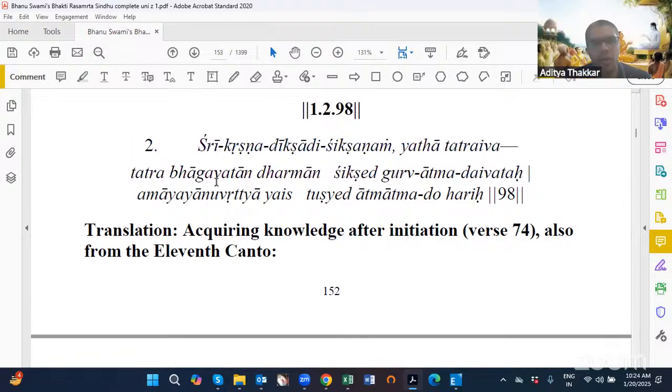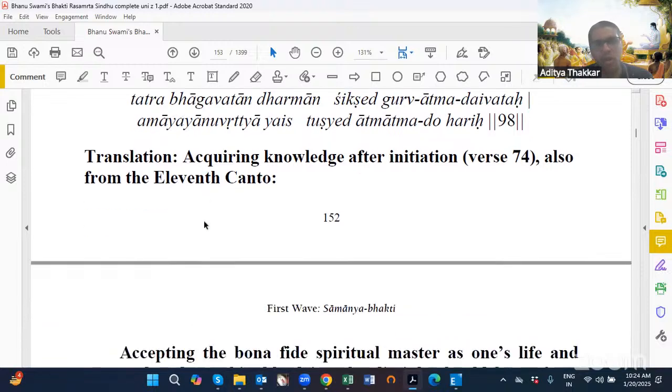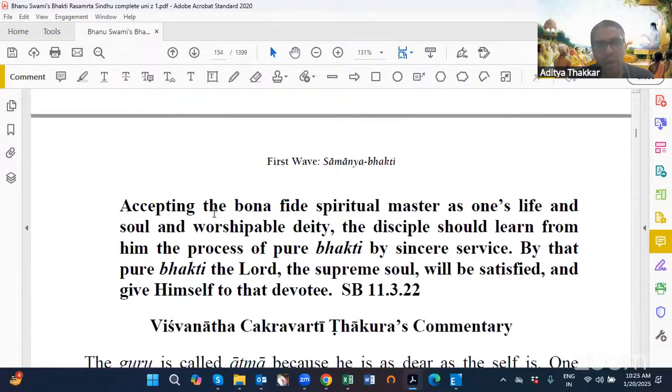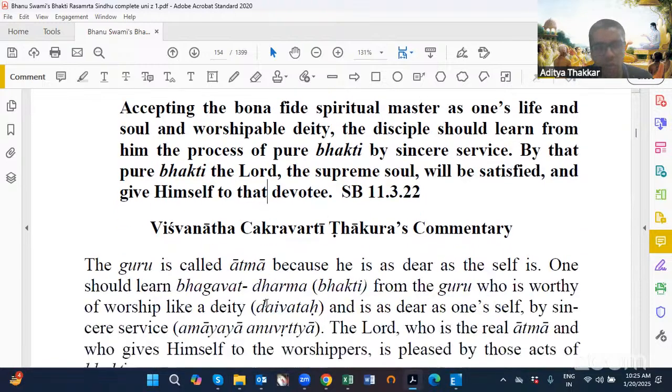Shri Krishna Dikshadi Shikshanam, Yatha Tatraiva: Tatra Bhagavatam Dharman Shikshet Guru Atma Devatah, Amayaya Vrityaish Tushyed Atmatma Doharihi. Translation: Acquiring knowledge after initiation, verse 74, also from the 11th canto. Accepting the bona fide spiritual master as one's life and soul and worshipable deity, the disciple should learn from him the process of pure bhakti by sincere service. By that pure bhakti, the Lord, the Supreme Soul, will be satisfied and give himself to that devotee. 11.3.22.